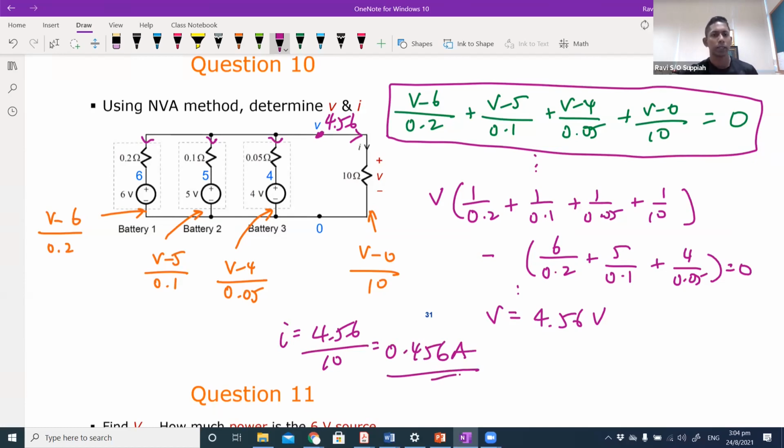So that is basically how you can solve this, as long as you make sure that you follow the same rules. Correct, you define a node and then you create the expressions for each branch that goes to that node, and then you add up everything and say it is equal to 0.